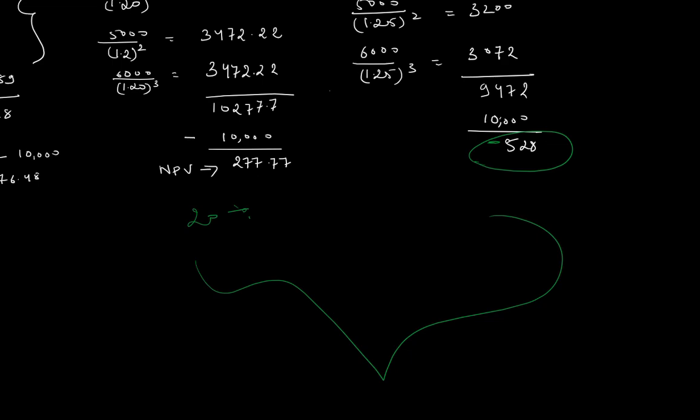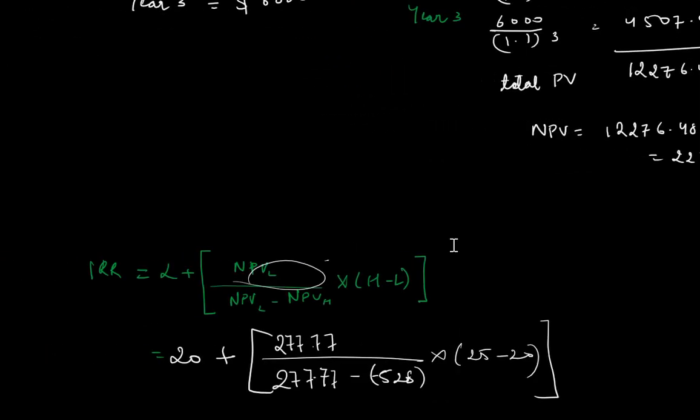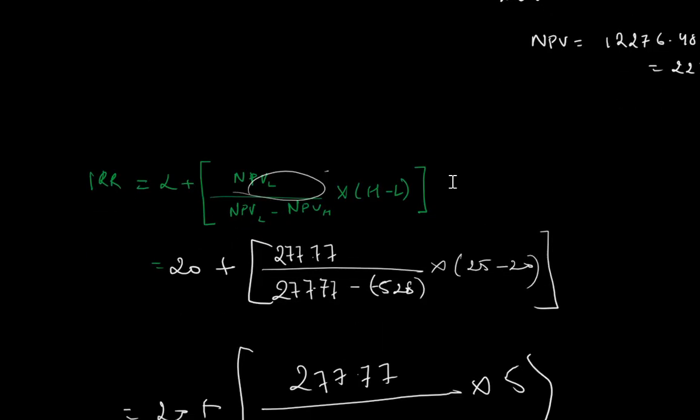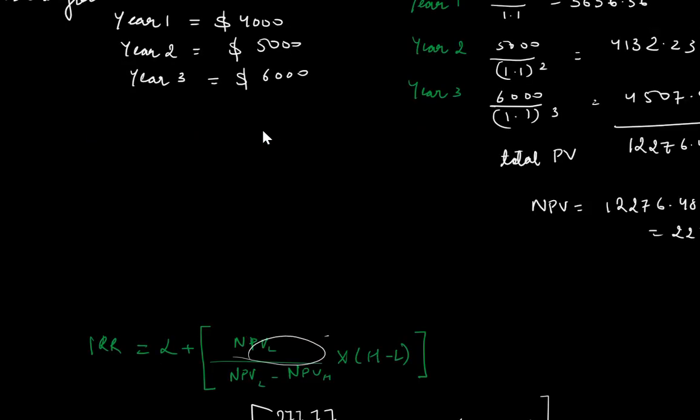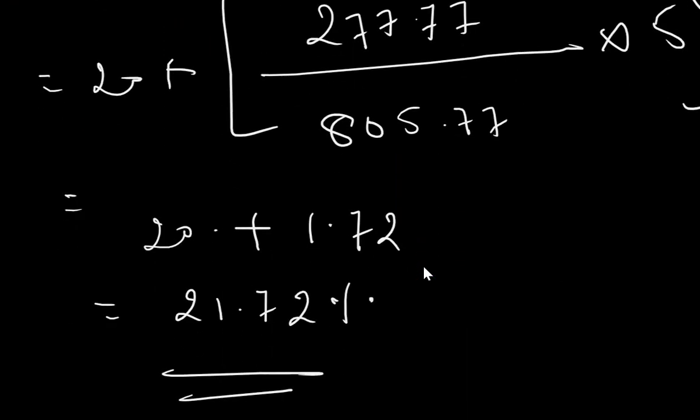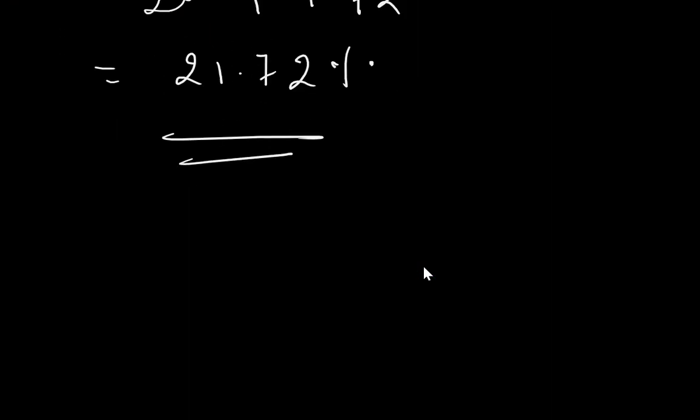Okay, so we are going to use a formula for that. So we have this formula for interpolation, and now we are going to substitute the values in this. We had a lower discount rate of 20% and NPV was 277.7, and then for the higher rate we had 25% minus 20%. Okay, so we substitute all the values and after calculating we get the IRR as 21.72. Therefore the IRR for this project is 21.72.